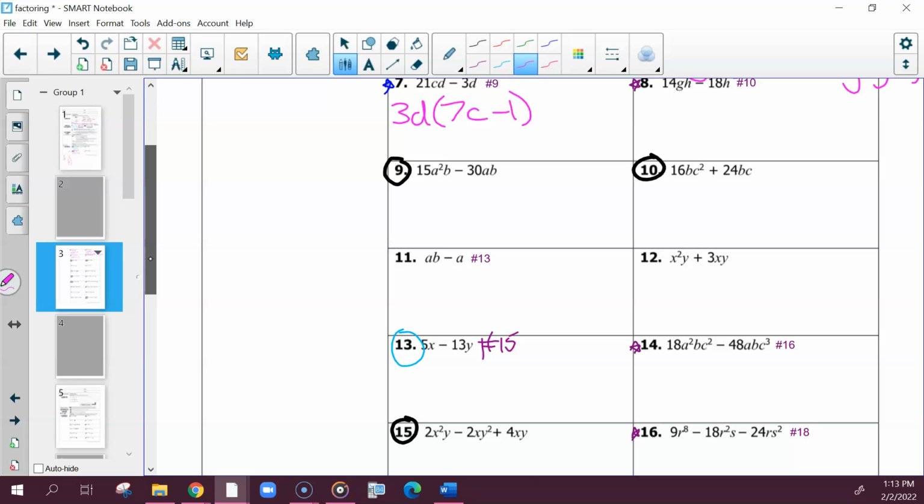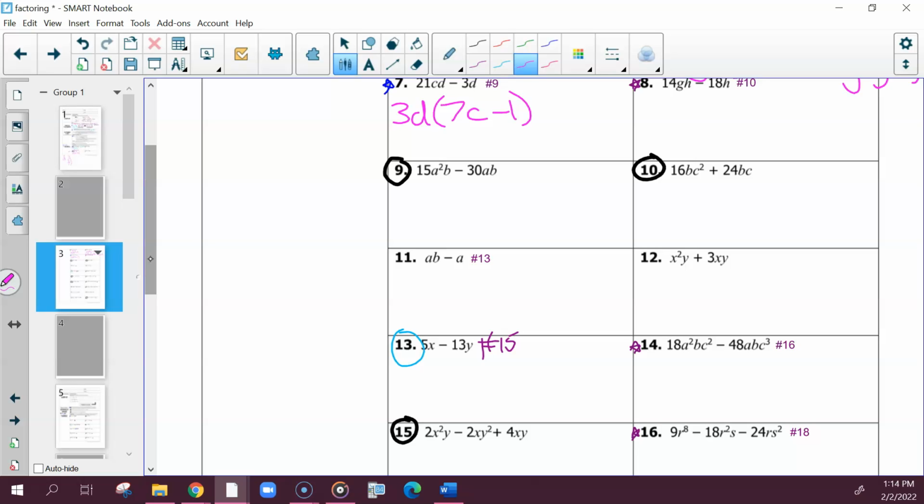Hey, number 9. What would our GCF be for 9? 15. Just 15? Can we take out any variables? 15 is definitely the highest number. Can we take out any variables?